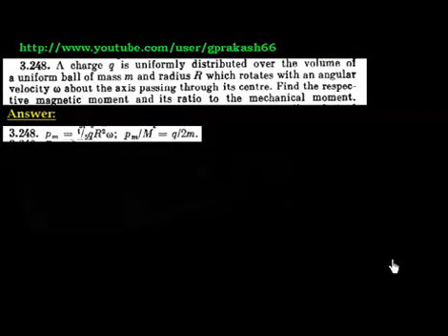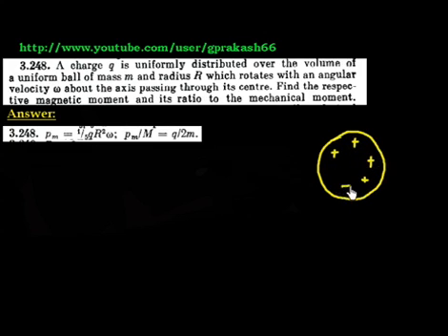Okay, this problem says we have a charge Q that is uniformly distributed over a volume of uniform ball of mass m and the radius r, which rotates with angular velocity omega. So what we have, if you see, is a uniform sphere, a spherical ball, and it is filled with a positive charge.